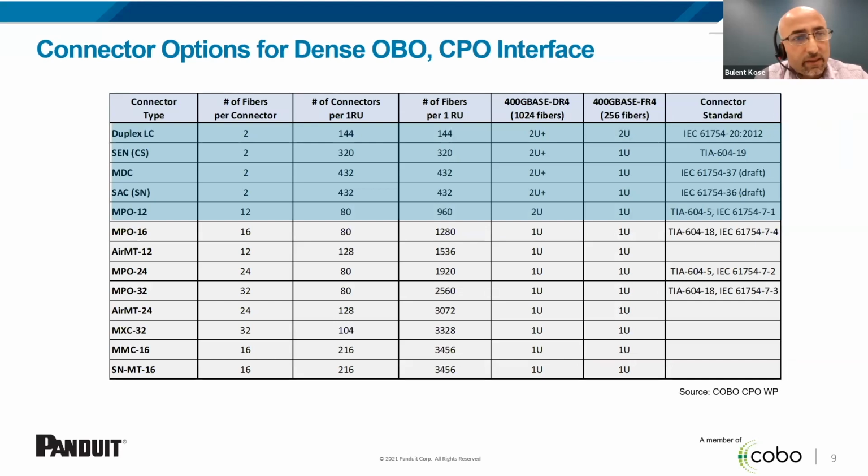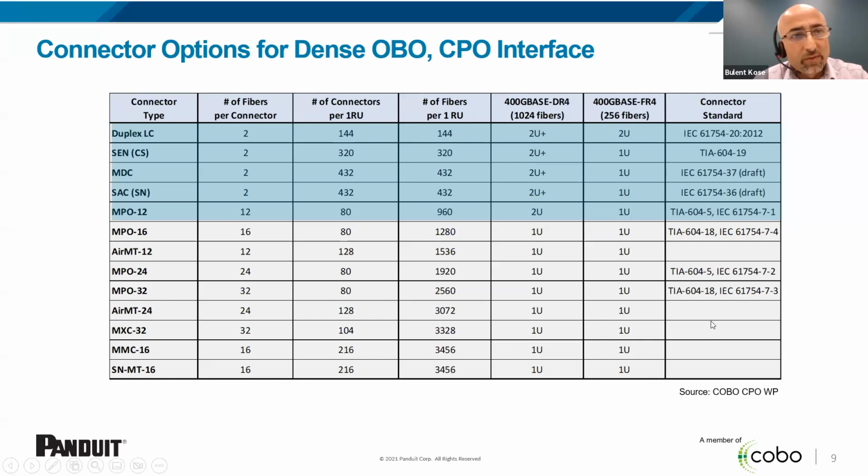So here I have a list of connectors, starting from LC and some duplex connectors, MPO 12 and 16, and these high density connectors, to show, first of all, how many of these we can fit on a 1 RU unit, and how many fibers in the two applications, 400 gig DR4 and FR4, 1024 for DR4 and 256 for FR4 applications.